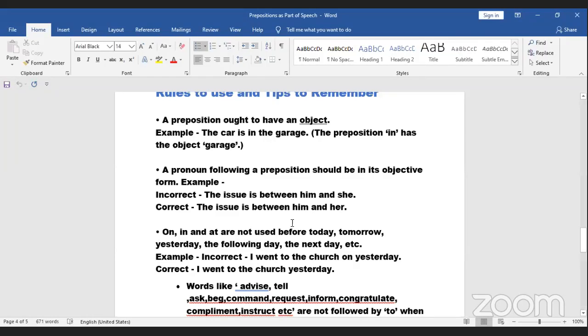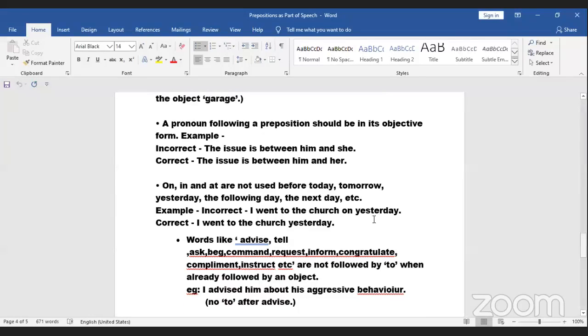Second thing. Whenever we use pronouns after a preposition, it is in its objective form. I have taught you subjective and objective forms of pronouns. For example, I called Rahul. I is subjective, subject case. Rahul called me. Now the same thing, when it came as object, it is me. So I is subjective and me is objective. Again, she is subject, and her is object. He is subject, and him is object. So subject and object case, please be thorough with that.